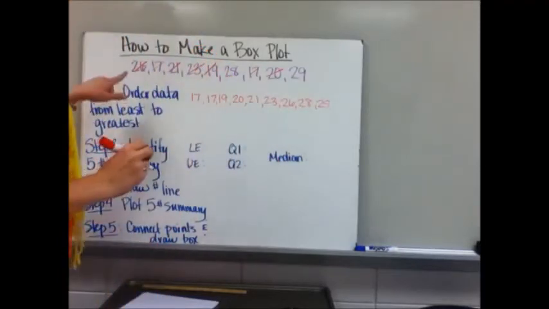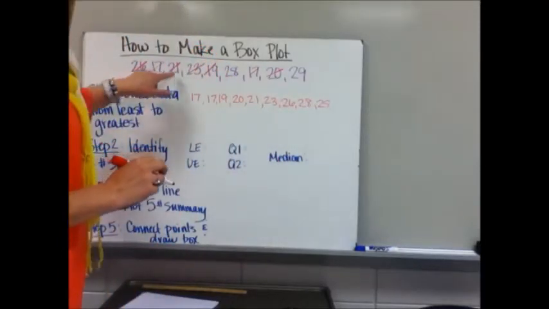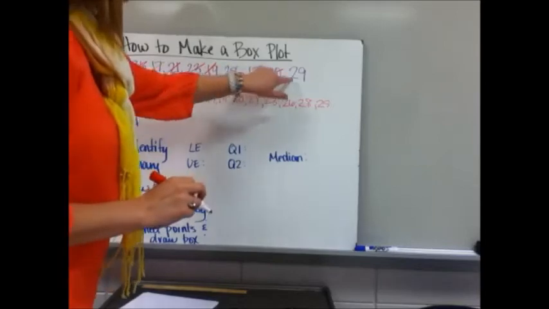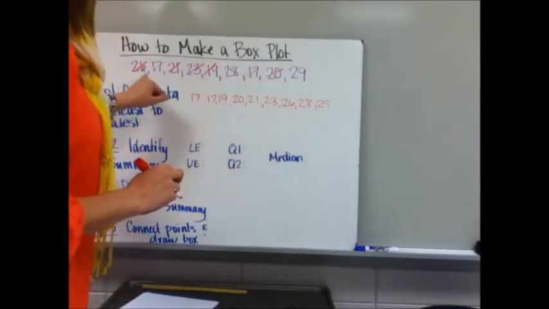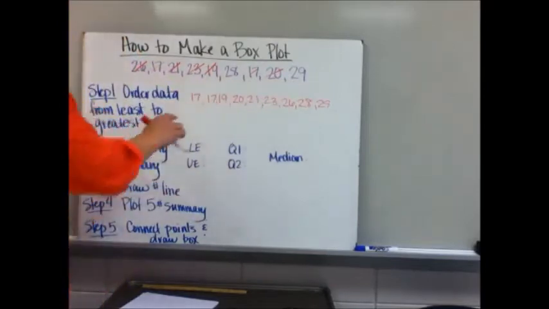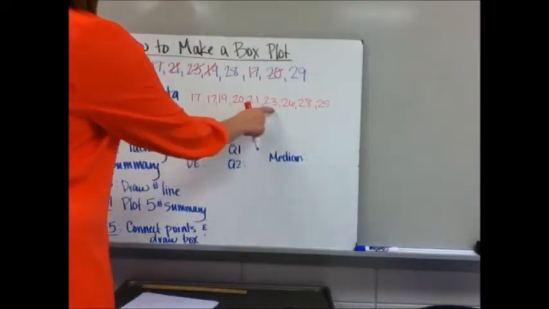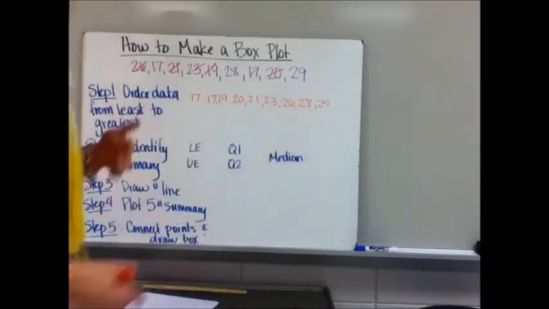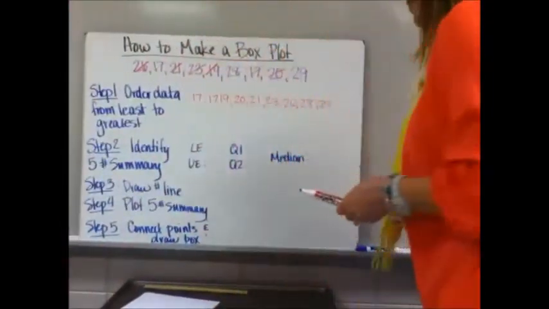Okay, so I'm going to count how many I had in the original data set. 1, 2, 3, 4, 5, 6, 7, 8, 9. Let me count again. 9. And then when I ordered them, 1, 2, 3, 4, 5, 6, 7, 8, 9. So I didn't skip any or leave any numbers out.